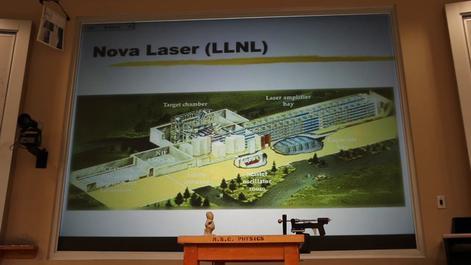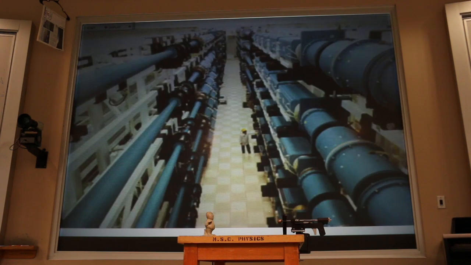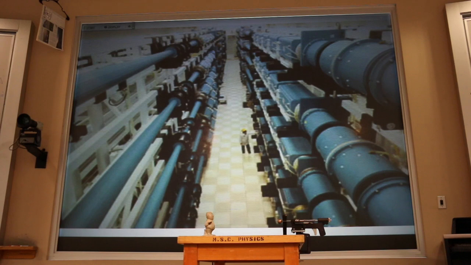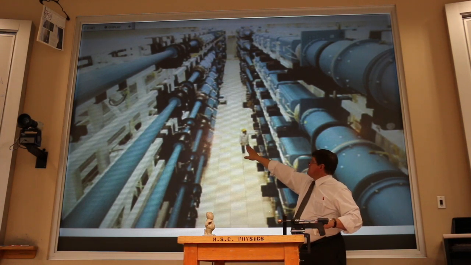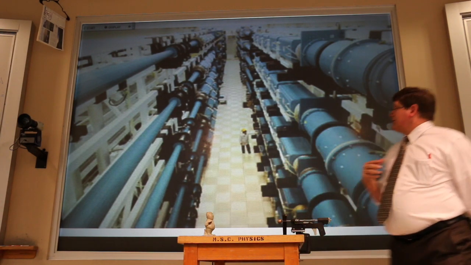It's called the Nova laser. And it's made up of 10 laser beams. And the beams are in a great big room the size of a football field. I mean, this thing is enormous. This is a scientist. They're a little smaller than humans, but you get the drift.